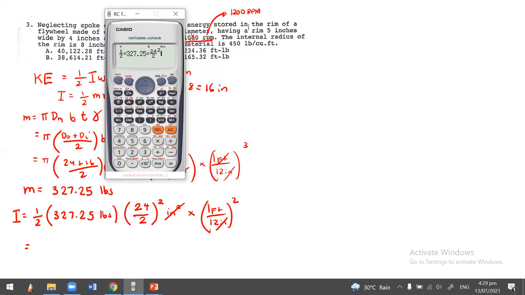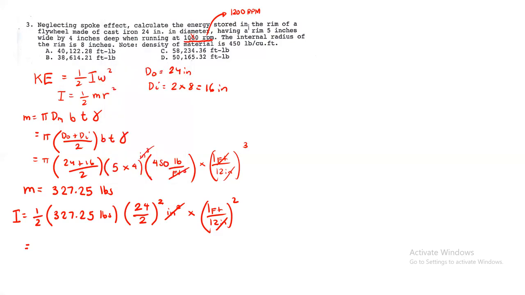Then, times 1 over 12. Then, naka-square yan. Buong yan. So, ito na yung ating I. So, 163.625 pounds to foot squared. And then, since nakuha natin si I, makukuha natin yung kinetic energy.